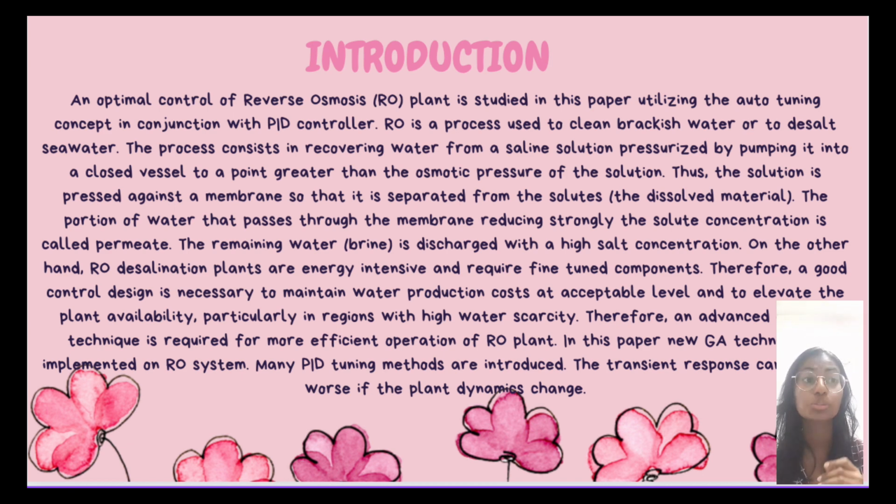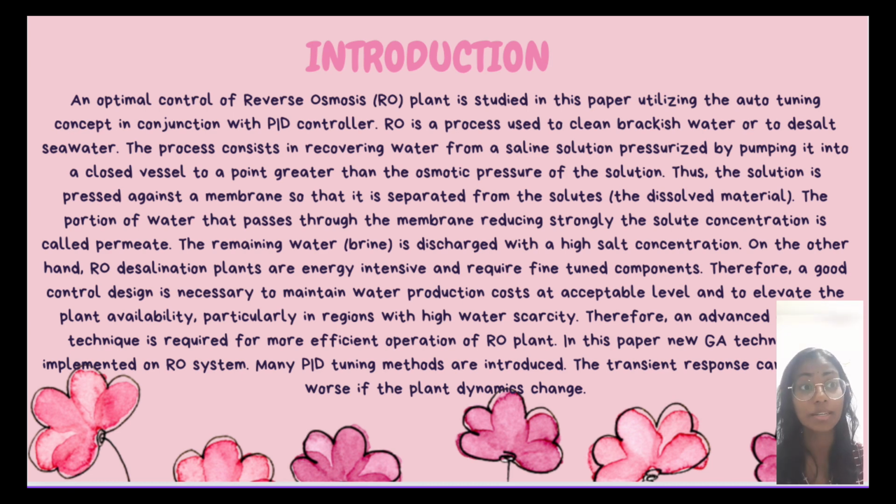RO is a process used to clean brackish water or to desalinate seawater. The process consists of recovering water from a saline solution pressurized by pumping it into a closed vessel to a point greater than the osmotic pressure of the solution. Thus, the solution is pressed against a membrane so that it is separated from the solutes, the dissolved material. On the other hand, RO desalination plants are energy intensive and require fine-tuned components.